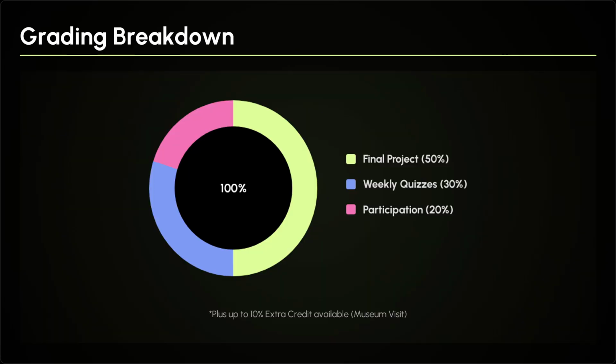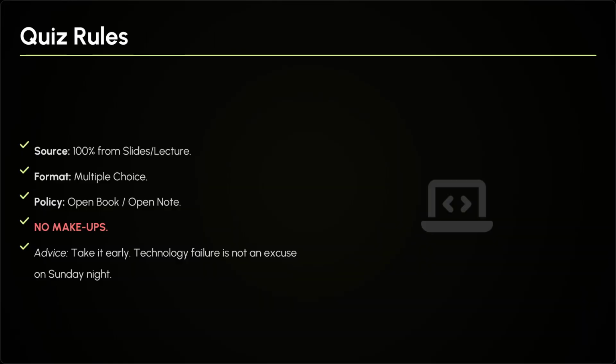Let's talk about the grade. Look at this chart. The final project is 50% of your grade. I repeat, 50, half of your grade. You cannot pass this class by just doing the quizzes. The weekly quizzes are 30% and your participation in the discussion forums is 20%. There is also up to 10% extra credit available, which I will explain shortly.